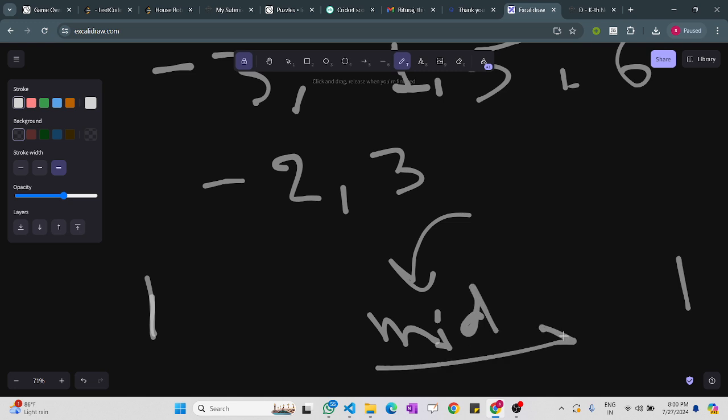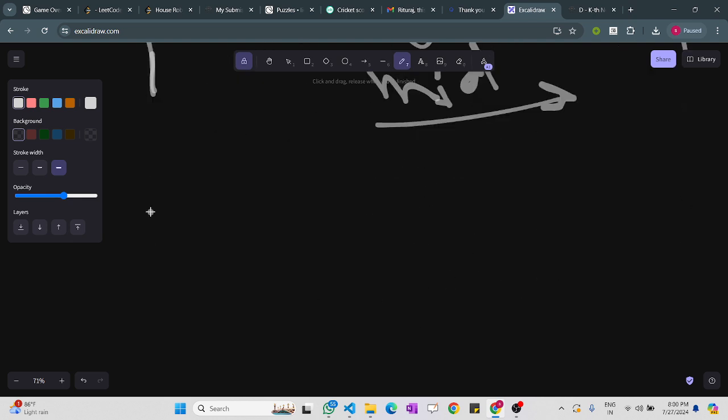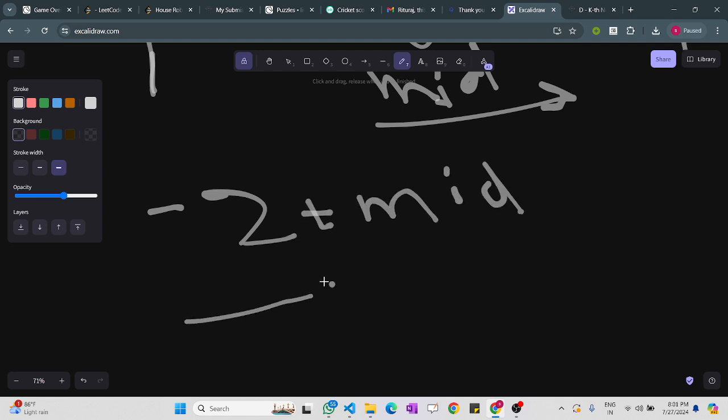But if this mid is my answer, then I will take minus 2 plus this mid and minus 2 minus this mid. I will calculate all the numbers in vector v in this interval, and I will check if the count is greater than or equal to v2 of i or not. v2 of i means the ith smallest distance in the distance vector, whatever we have calculated in the distance vector earlier.